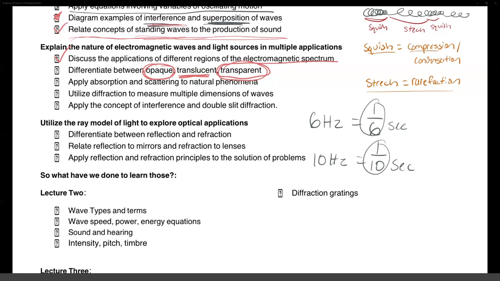So I'm trying to think about absorption. Does she talk about absorption or am I missing something? Absorbing is just taking in the light, right? Like if something's black, black absorbs all light, while white reflects all light. Have you guys heard that before? Or if you wear a black shirt on a sunny day, you're going to get hotter than if you wore a white shirt on a sunny day.